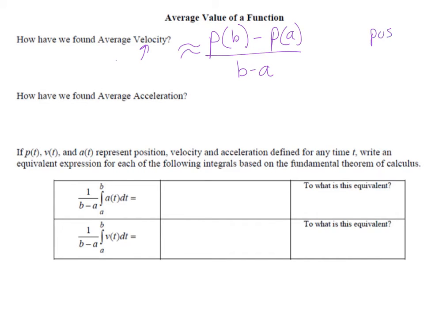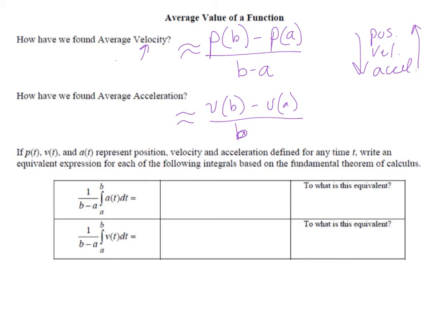Remember, it goes position, velocity is the first derivative, and then acceleration. Okay, that's the order. If you go this way, you take the derivative. If you go this way, you take the integral. So if we're finding average acceleration, then of course we're going to use velocity: v of b minus v of a over b minus a, same order.